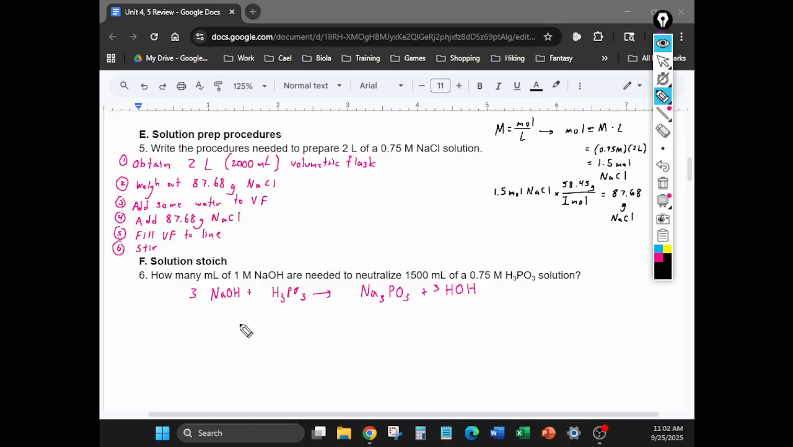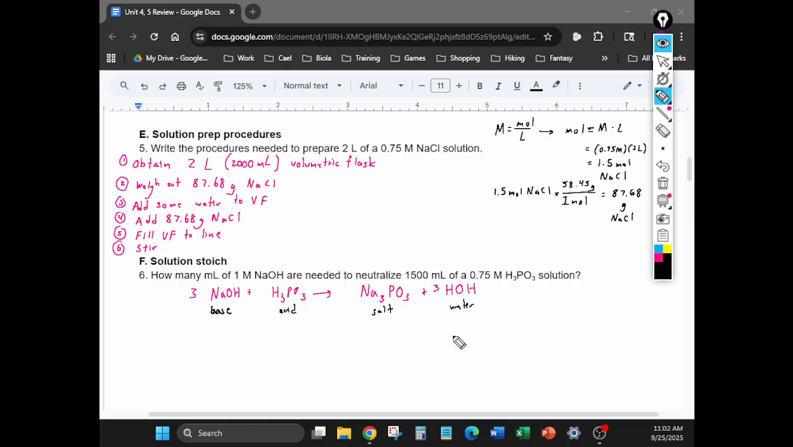Okay, and if you look at this, it's the formatting of an acid-base neutralization reaction. You have a base, you have an acid, and it's going to produce your salt and your water.